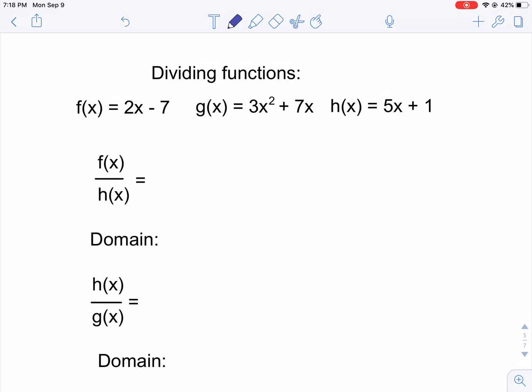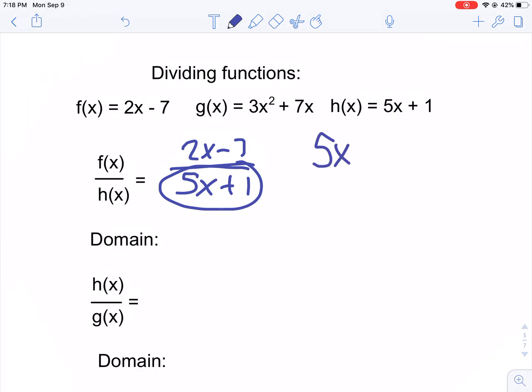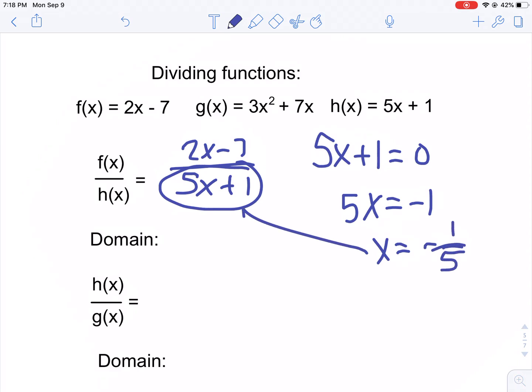The last one is division, and this is where we really need to worry about our domains. So if I do f of x, which is 2x minus 7, over h of x, 5x plus 1, that's the answer, okay? But what we have to worry about is that denominator. We have to make sure that it can't be 0, because when it's 0, a bomb goes off and our equation explodes. So if I take 5x plus 1 and set it equal to 0, I subtract 1 from both sides and get 5x equals negative 1. Divide by 5 and I get x equals negative 1/5. So when x is negative 1/5, that's going to make the denominator 0, which is going to cause the explosion. So really, x can't equal negative 1/5.